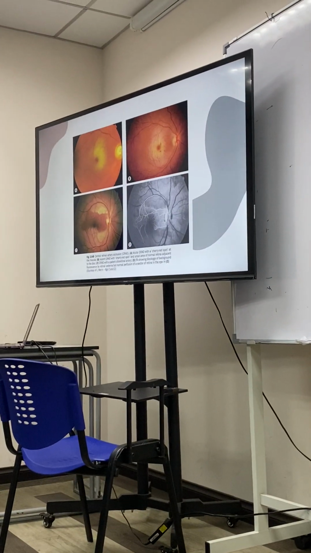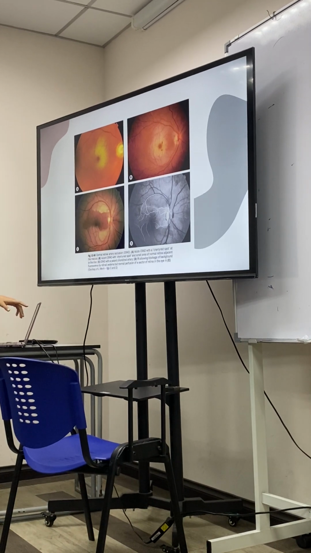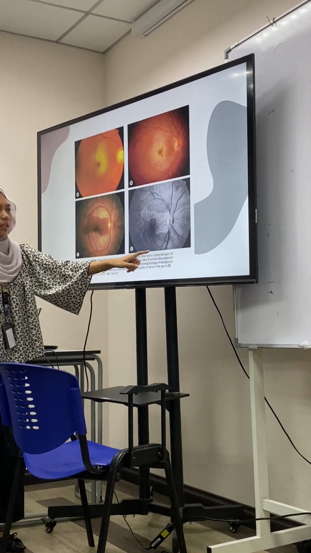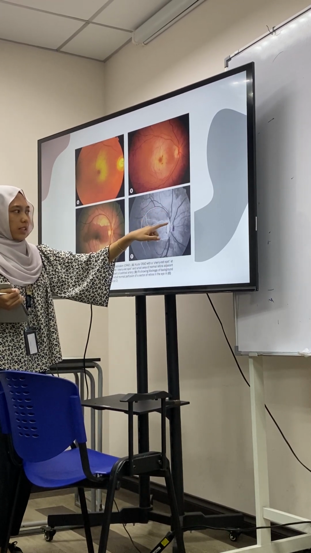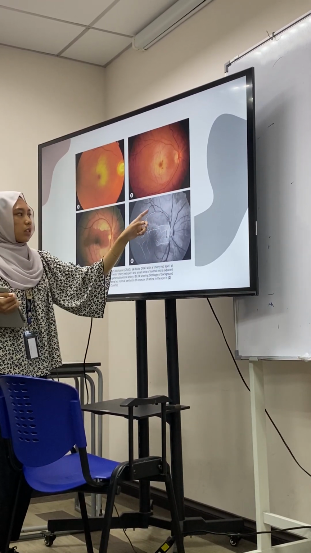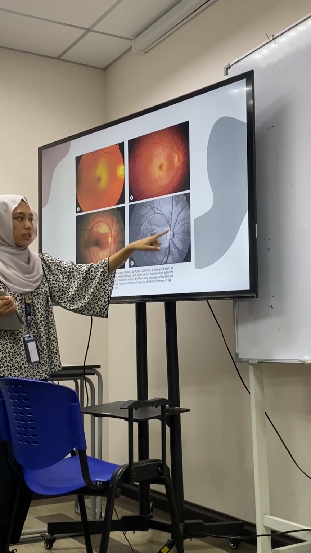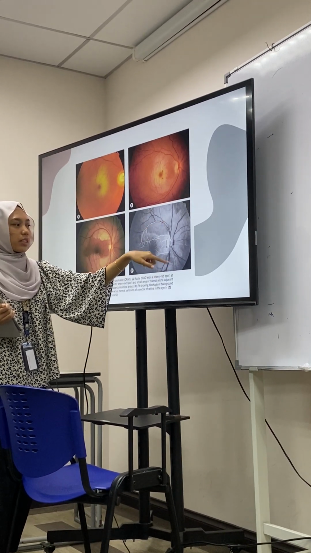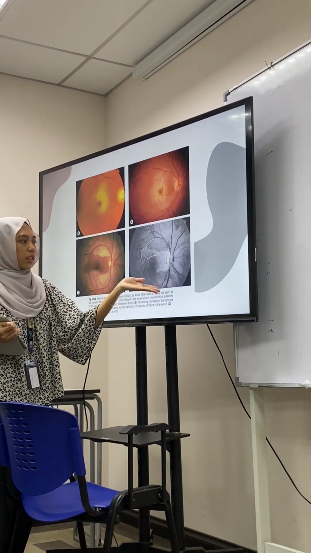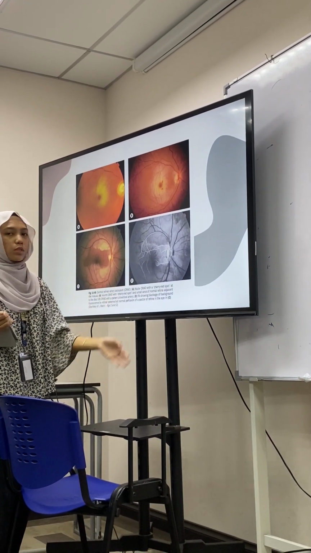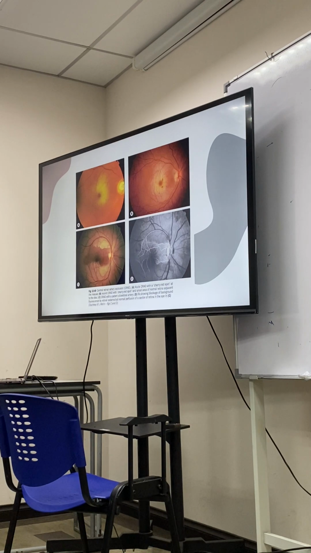So, for example, like this picture, you can see there is a vessel that is not being lit up. So this is what we call hypofluorescence, because the dye cannot fill the vessels due to blockage.